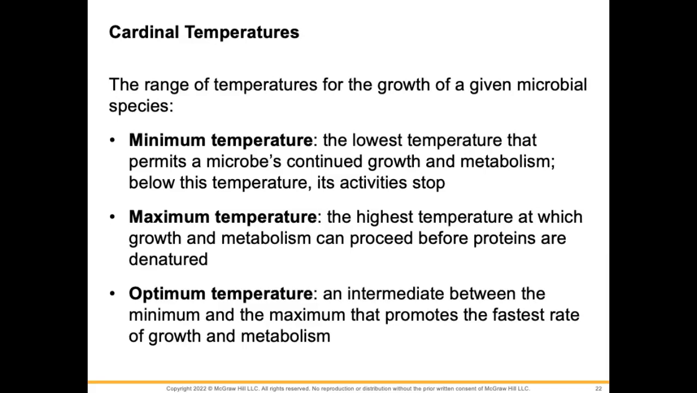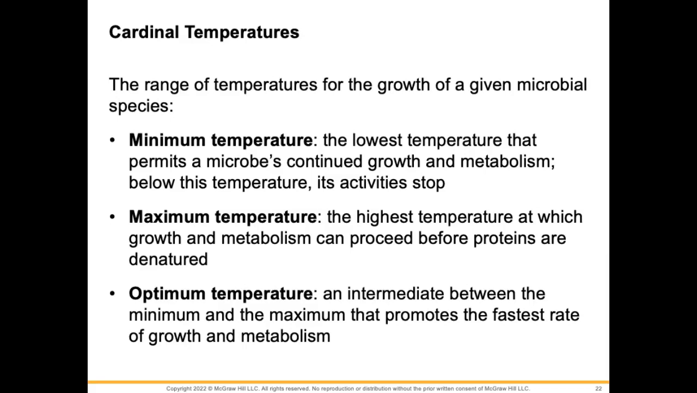So this is chapter 6, part 3. We're talking about temperatures here and the ranges of temperatures these microbes prefer and thrive in. When we talk about cardinal temperatures, it's minimum temperature, maximum temperature, and then the optimal temperature. So it kind of is self-explanatory.